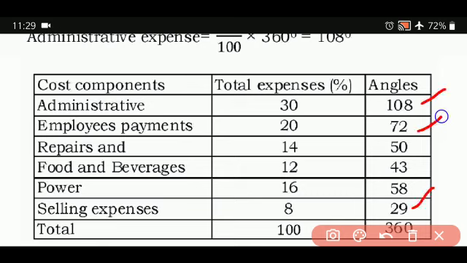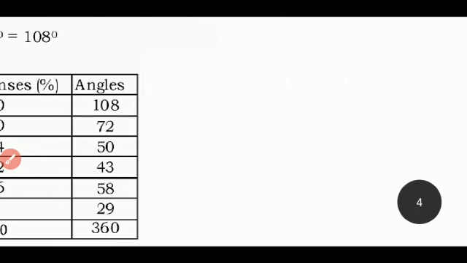Now these values you will be plotting or drawing a circle with different values. How will it be done? For this you need a protractor. So the diagram is here.